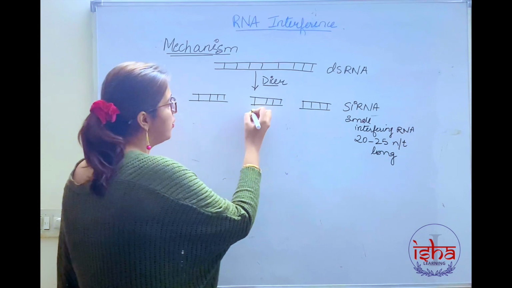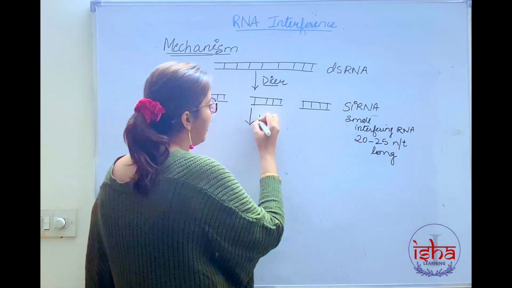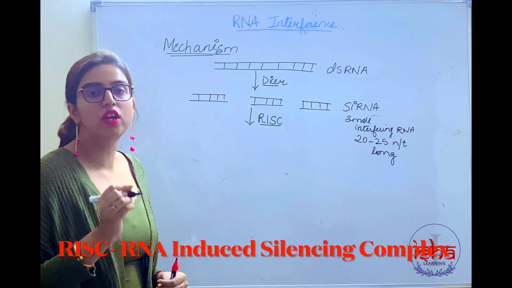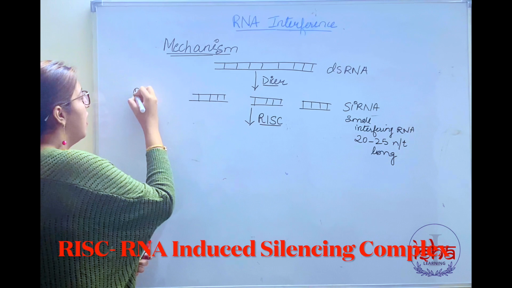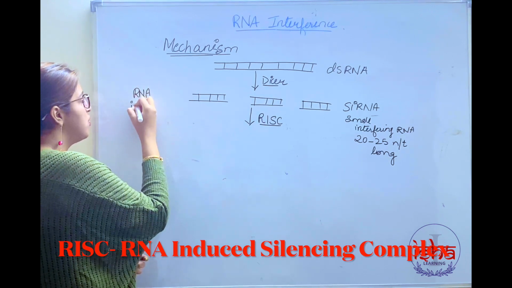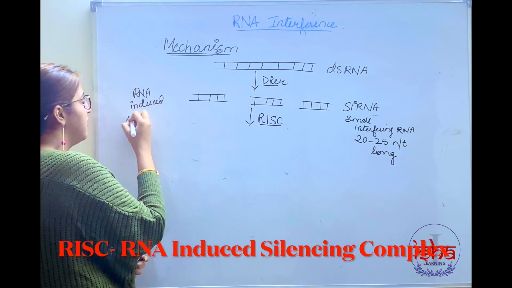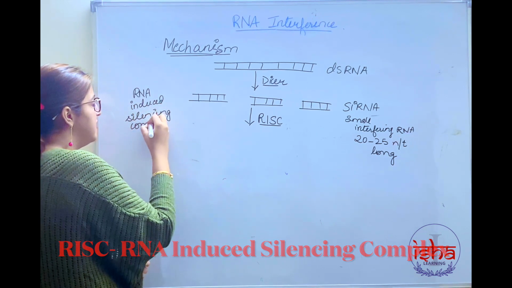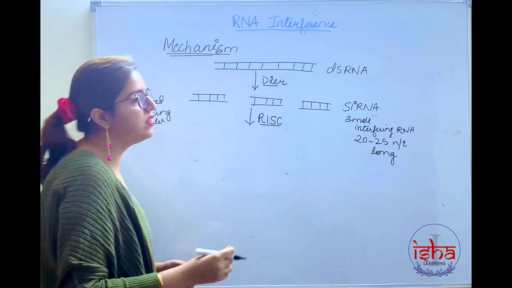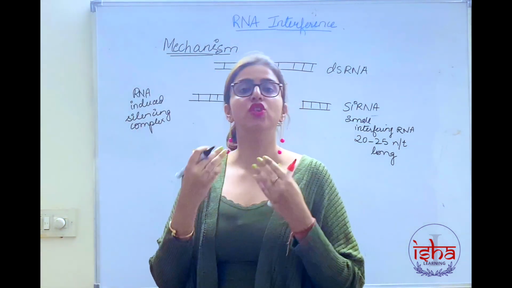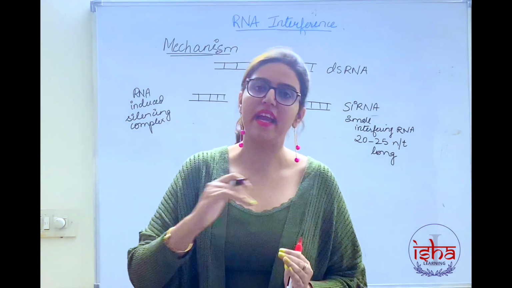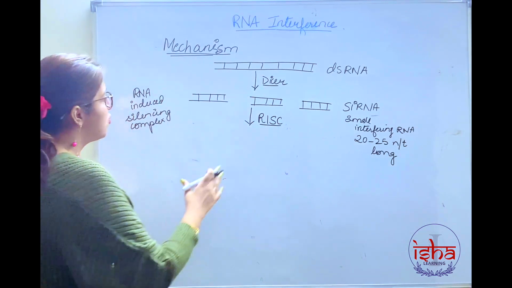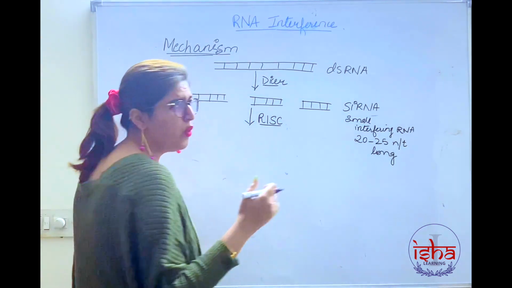In the next step, a complex is going to form. The complex is called RISC. RISC stands for RNA induced silencing complex. Why? Because the double-stranded RNA is inducing the silencing of my mRNA. So it is called the RISC complex. My RISC complex is going to come. What is it going to do?